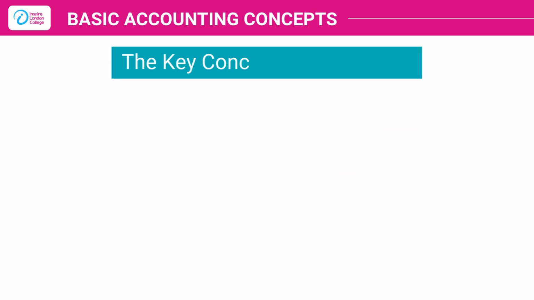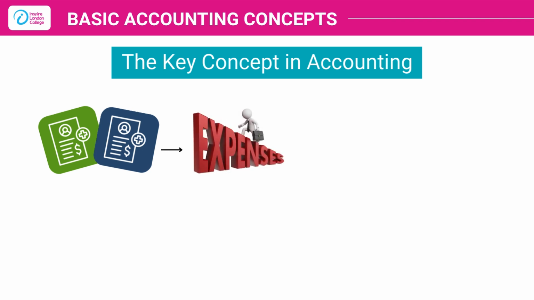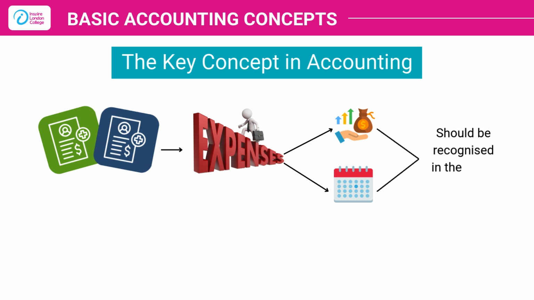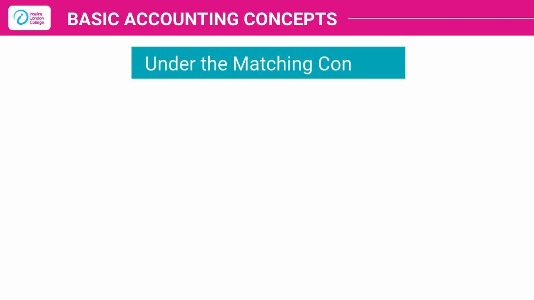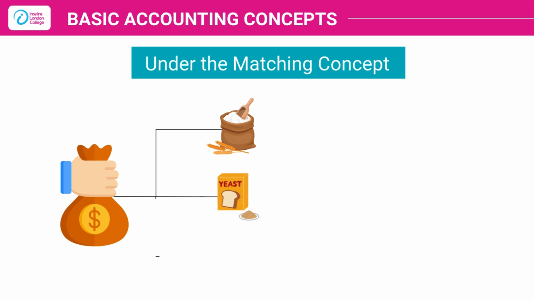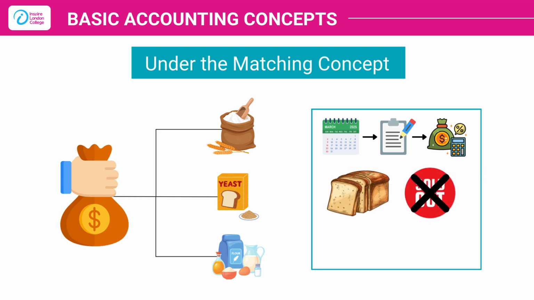Last, the key concept in accounting is the matching concept, which states that the expenses used to generate revenue in a specific period should be recognized in the same period. Let's say a bakery bakes a delicious bread in March, but they won't sell it all until April. Under the matching concept, the cost of the flour, yeast, and other ingredients used in March would be recorded as an expense in March, although the bread isn't sold yet. This gives a clear picture of the bakery's profitability in March.